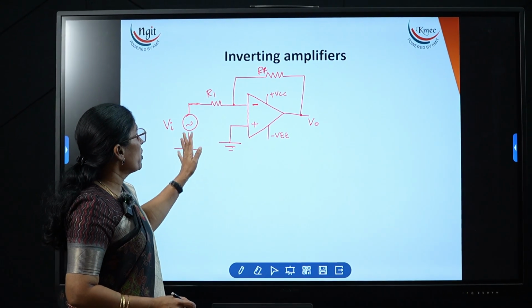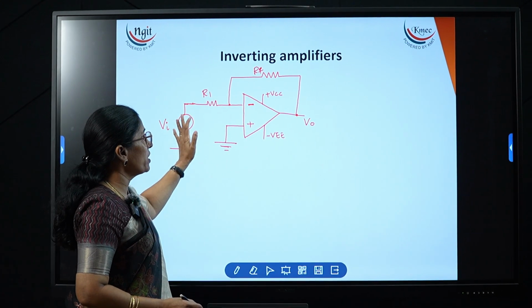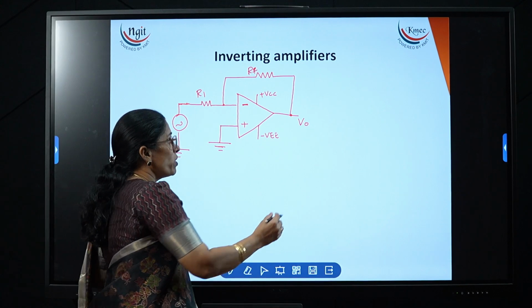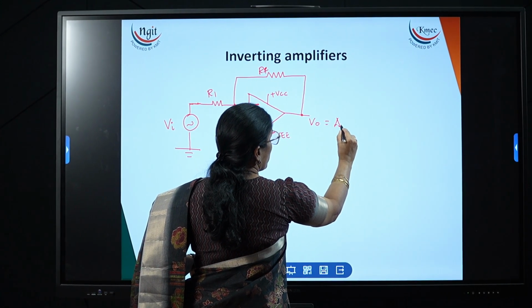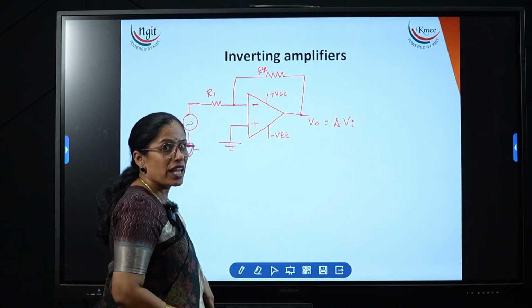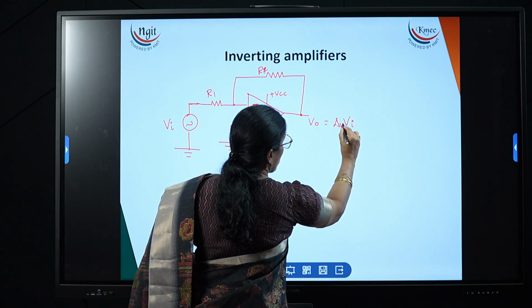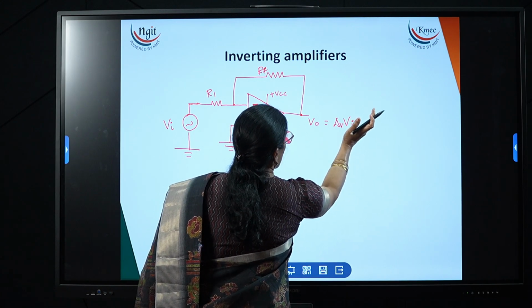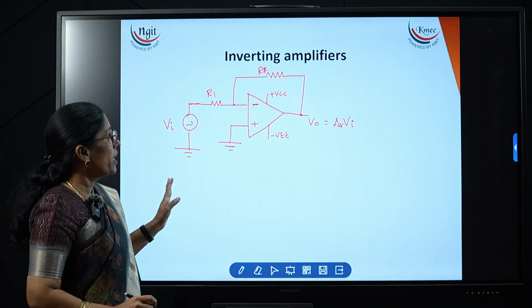This is an inverting amplifier. When we apply the signal over here, it will amplify the signal with the gain. Now what is Vout? Vout is equal to gain times Vin, that is, A into Vin. Now what is A or AV? It is the voltage gain, which I can write as AV or A. So what is the voltage gain? We need to derive the expression.